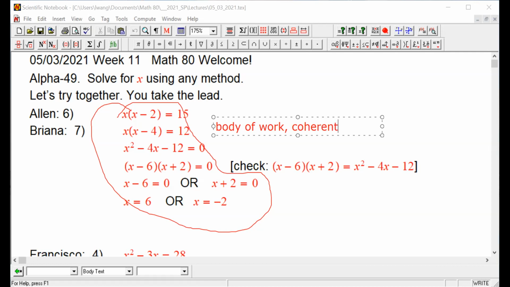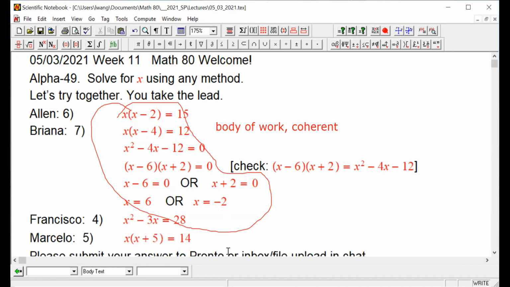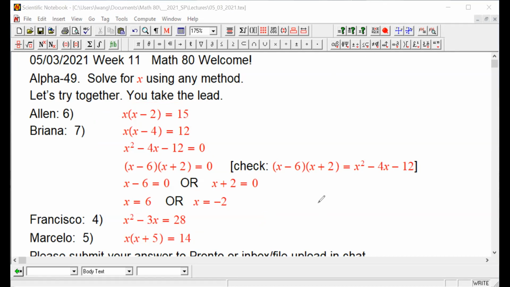Coherent. Is that the right spelling? Okay, you're checking it on the side. Let me see. Alan, are you ready to submit? Francisco? Marcelo? Anybody else would like to submit your work? This is the body of the work.